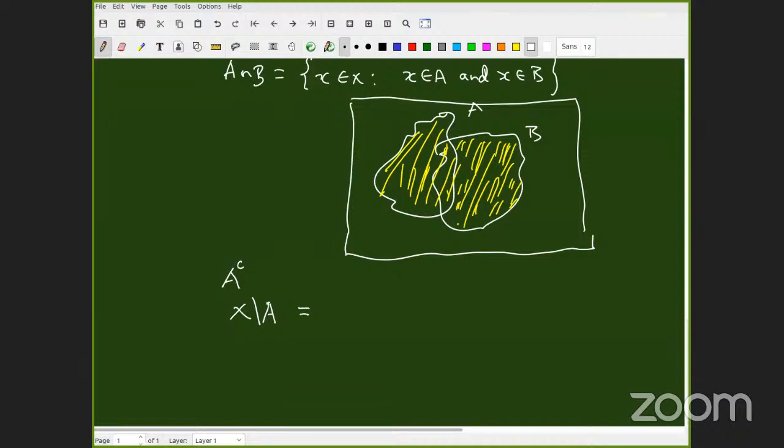When does an element belong to A complement? You start from that. There is a condition. If you think, we'll be able to write down the set quickly.